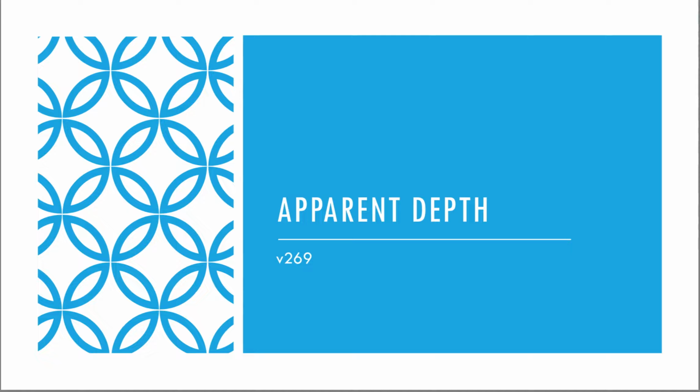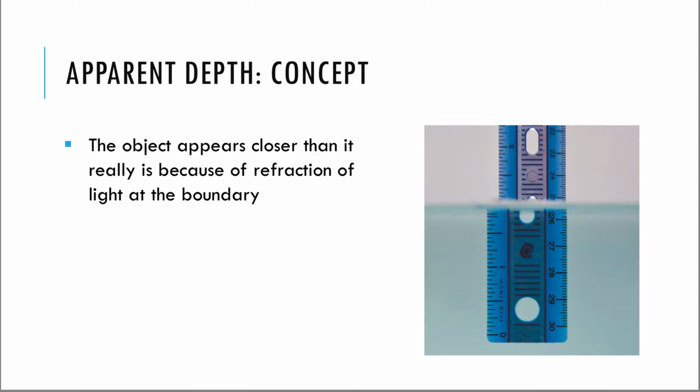This is video 269. I'd like to go over apparent depth. This is just an application of using Snell's law that we just talked about in the previous video. You're probably aware that whenever you put an object in water, it looks closer than it really is. You can see that in this ruler here. You can see it when you put a pencil in water and then it appears to bend. This occurs because light is bending when it enters from the air into the water.